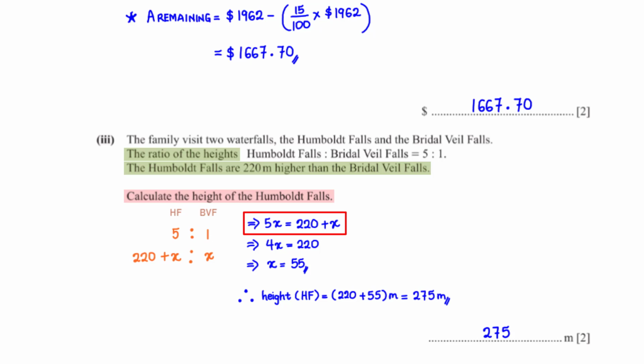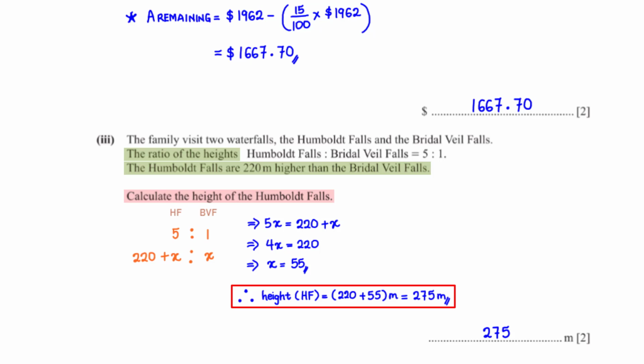When we subtract x from both sides, we get 4x equals 220. And when we divide both sides by 4, we get x equals 55. The value of x is the height of the Bridal Veil Falls. So to get the height of the Humboldt Falls, we add 55 meters to 220 meters, which is equal to 275 meters.